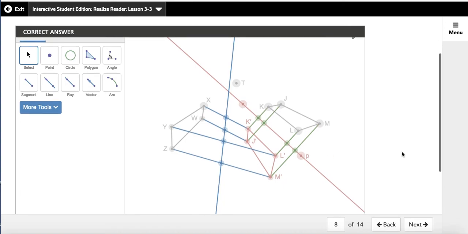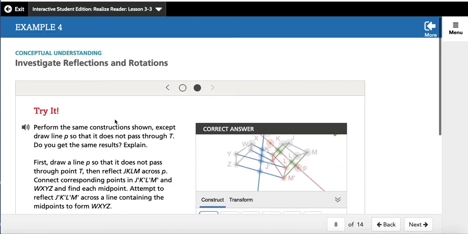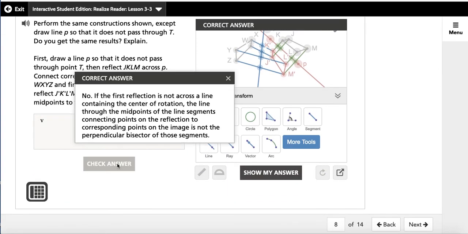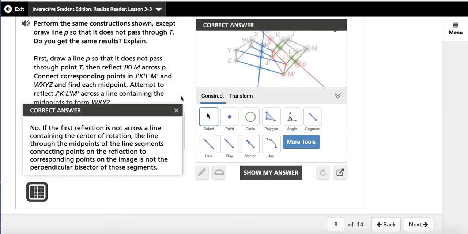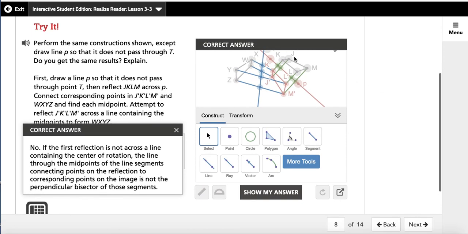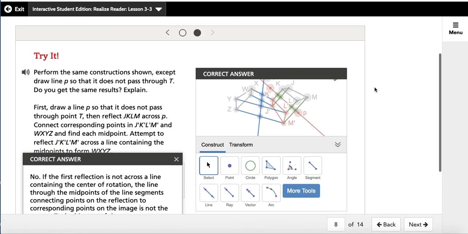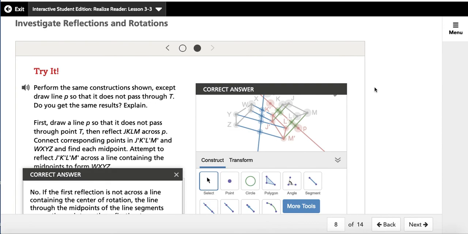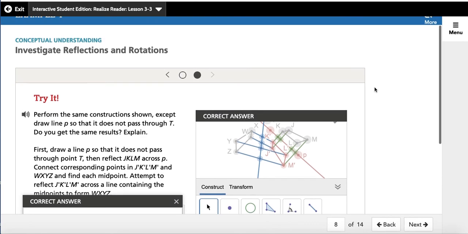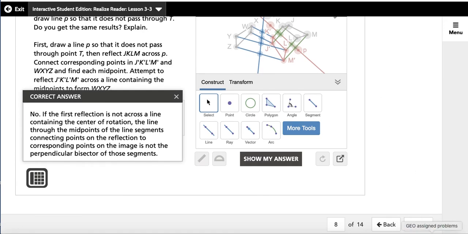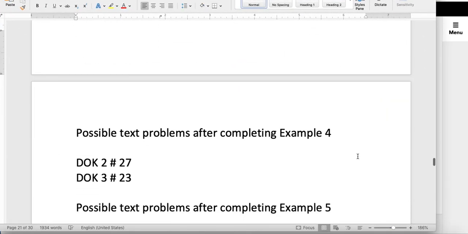Okay. Here's the answer. It's not a reflection because they weren't perpendicular bisectors. Those blue lines, that's their diagram. Those aren't perpendicular. That's not a perpendicular bisector. They're not at 90 degrees. So if the line doesn't go through the point of rotation, you can't do a double reflection. Okay? And from that, they believe you can do the following.